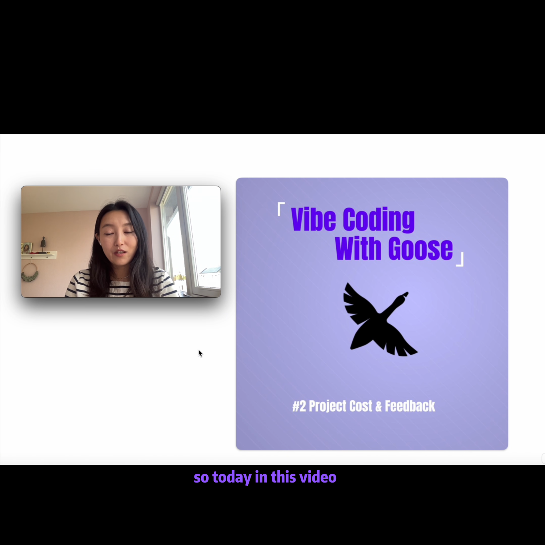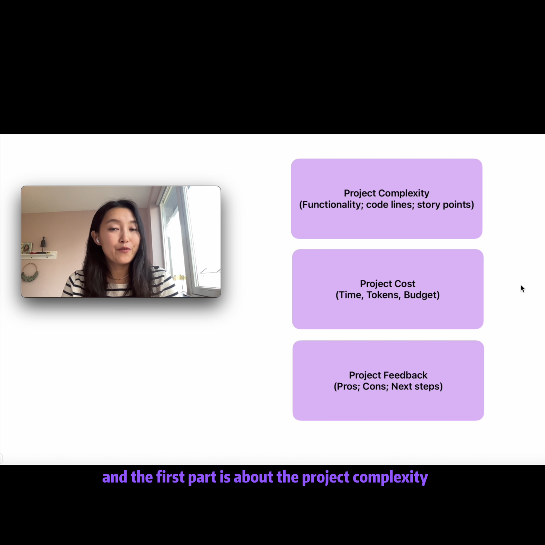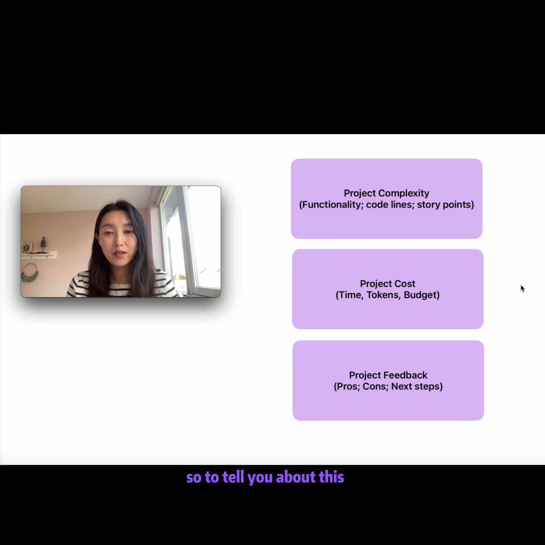So today in this video, there are three major parts I would like to cover. The first part is about the project complexity, to tell you about this Chrome extension project: from the functionality side, how many lines of code, how many story points are we talking about. Hopefully this gives you an idea how complex this project is.